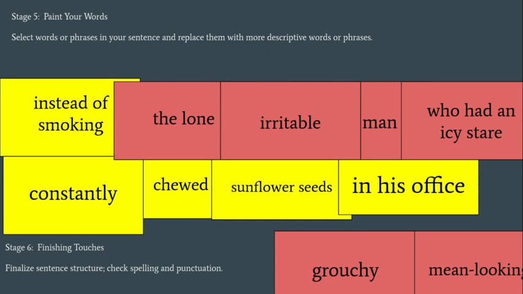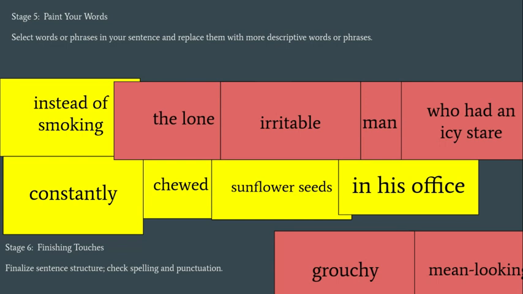Stage 5 involves painting your words. You want to select words or phrases in your sentence and replace them with more descriptive words or phrases. So it becomes, if we remove grouchy and mean-looking and change it to irritable and who had an icy stare, the sentence becomes, instead of smoking, the lone, irritable man who had an icy stare constantly chewed sunflower seeds in his office.